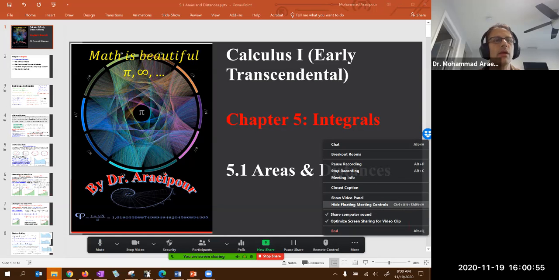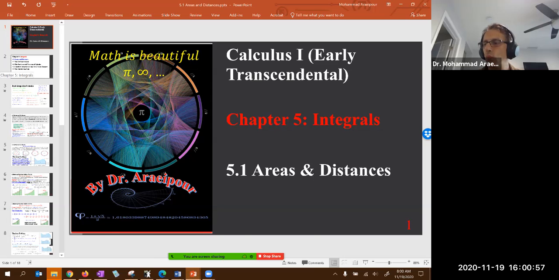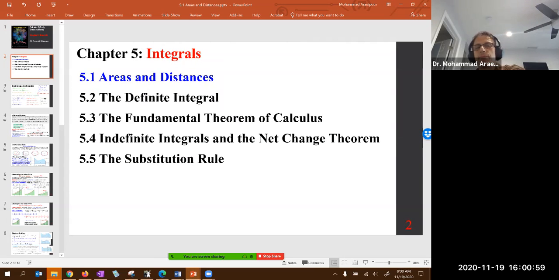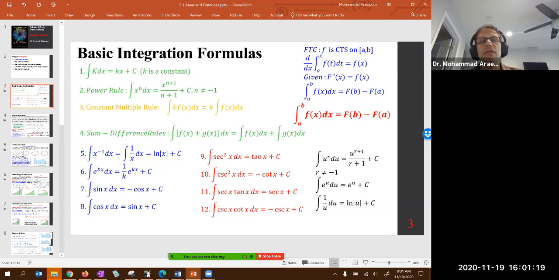Okay. So what we are going to cover in this chapter: areas and distances, the definite integral, the fundamental theorem of calculus, indefinite integrals, and the net change theorem. Finally, the substitution rule. That means we should be extremely comfortable with the basics of integration. And so the formulas that we have seen many times by now, hopefully we are comfortable with them.